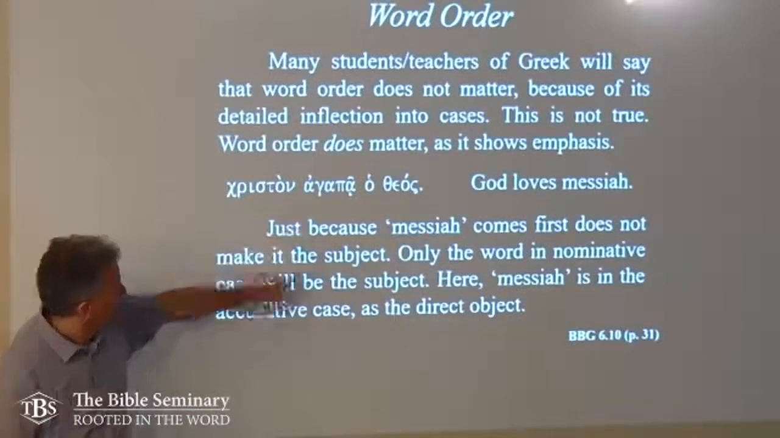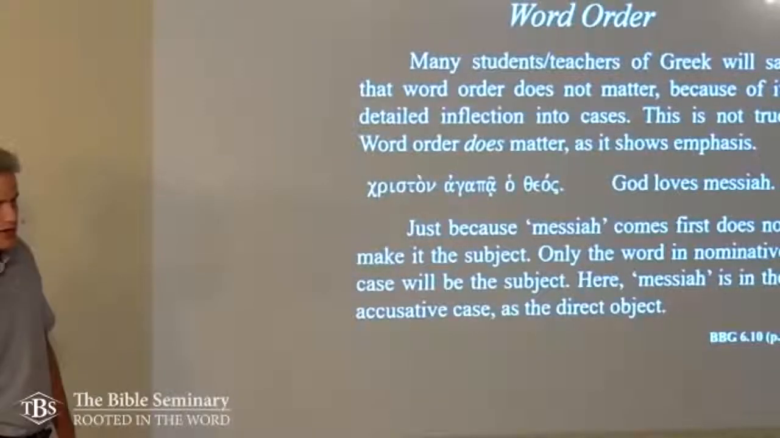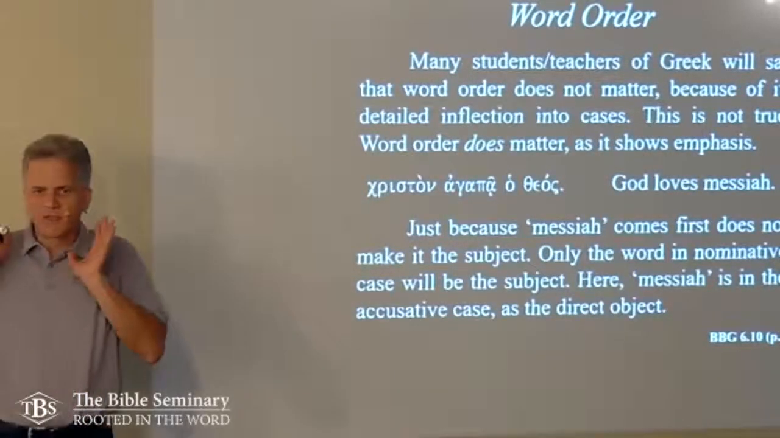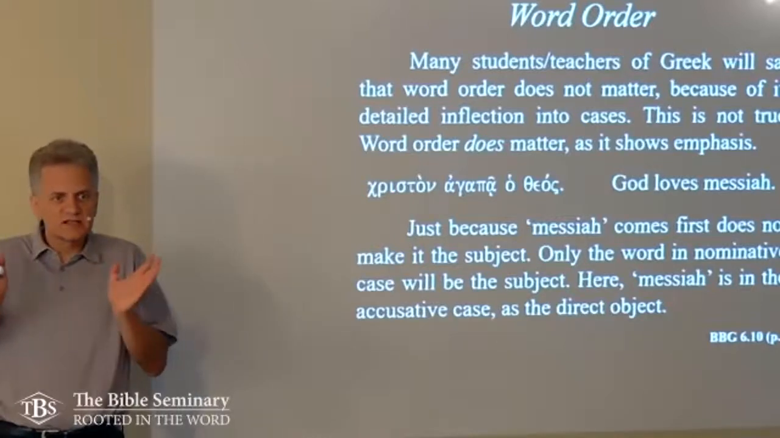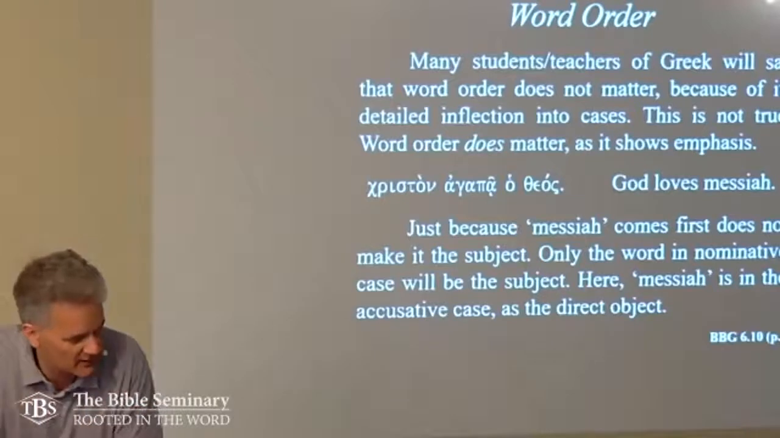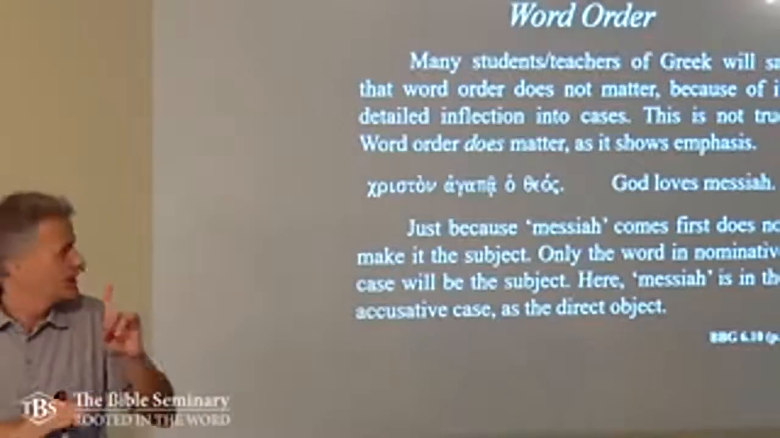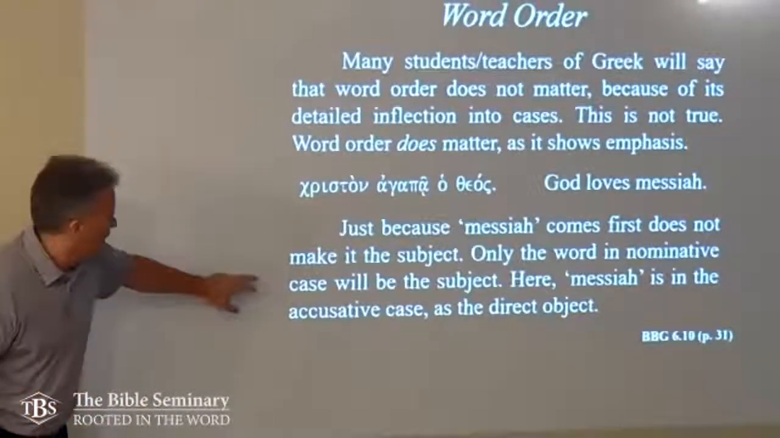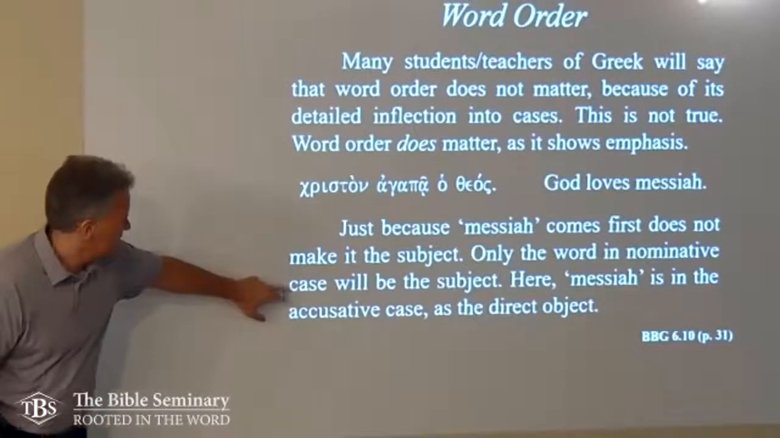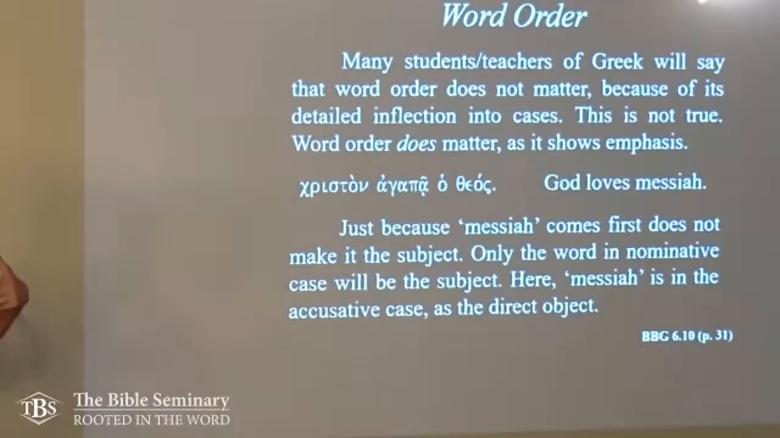So, just because Messiah comes first does not make it the subject. That's the flaw you could easily operate by, because in English, you're used to the first noun you come to being the subject, right? So don't fall into that trap. That's one thing this teaches you. Only the word in nominative case will be the subject, Theos. Here, Messiah, or the anointed one, is in the accusative case as the direct object.